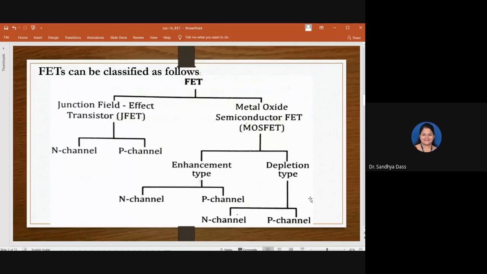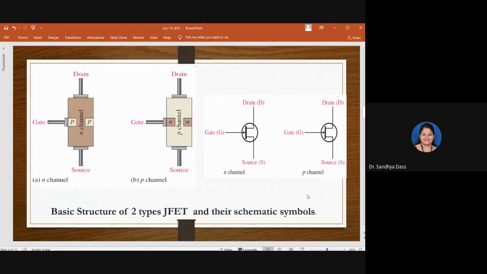If you want to note down, you have to quickly note down wherever required. All right. So the basic structure of the JFET is shown here. The figure on the left hand side indicates the typical construction, the basic construction.